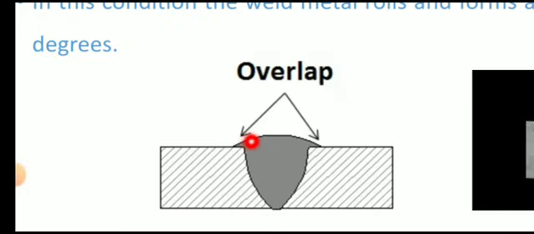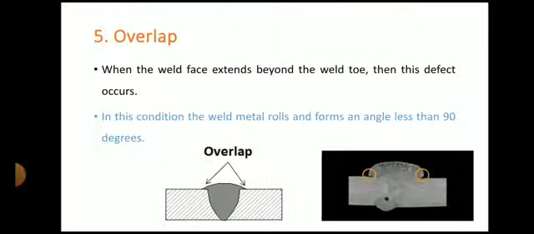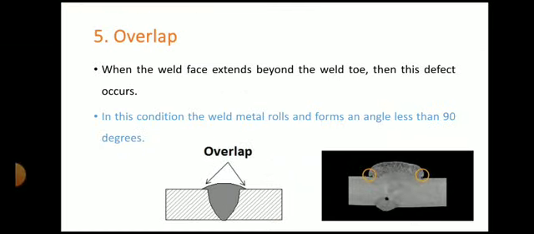Here you can see the molten metal overlaps. Okay, this is the extra molten metal. So this is known as overlap. So here also you can see this is your overlap. Here there is the extra weld metal. So this is known as overlap.